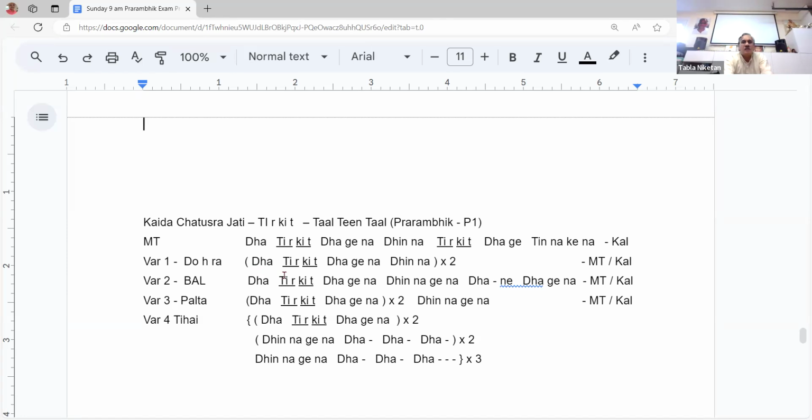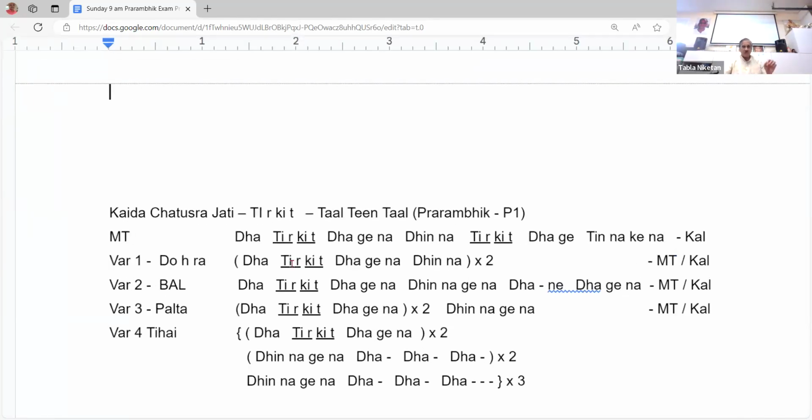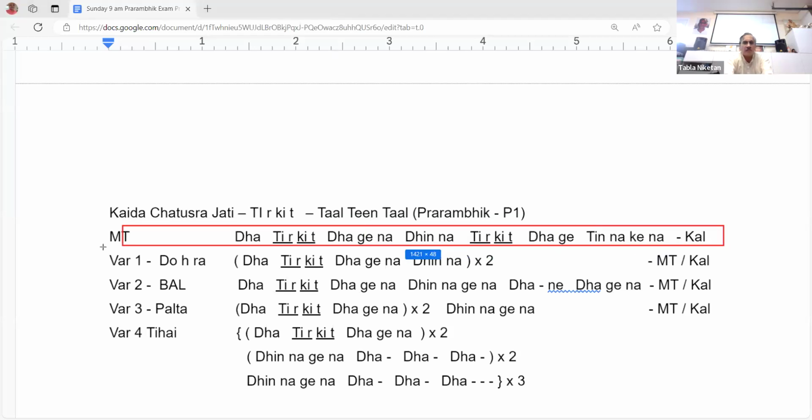Okay, so the main theme is dha tira kita. So dha tira kita dhage na dhinna tira kita dhage na ke na ta tira kita ta tinna tira kita. Is this zoom level okay? Everybody can see. So we are talking about the main theme. Just give me 1 second, let me adjust the screen. Okay, so we are talking about just the main theme to start with. So this is the part.